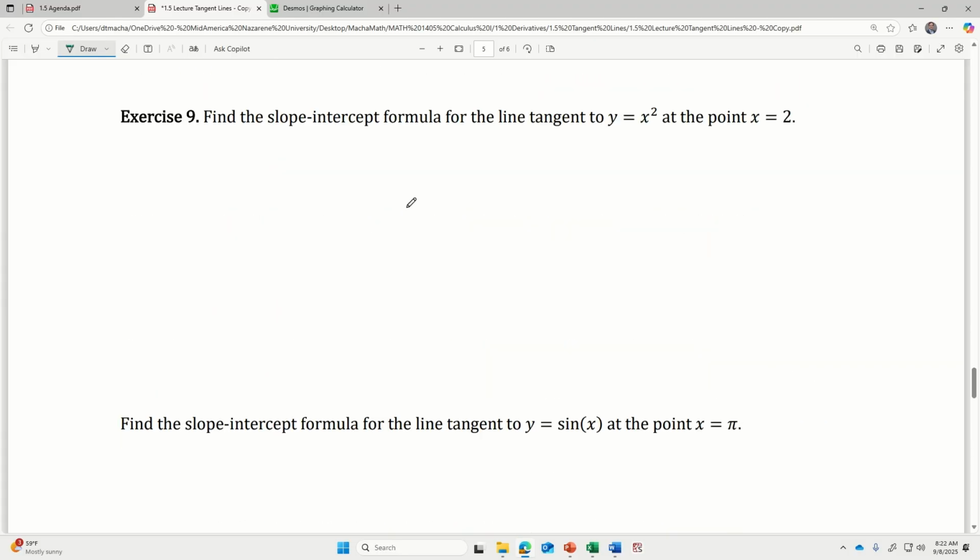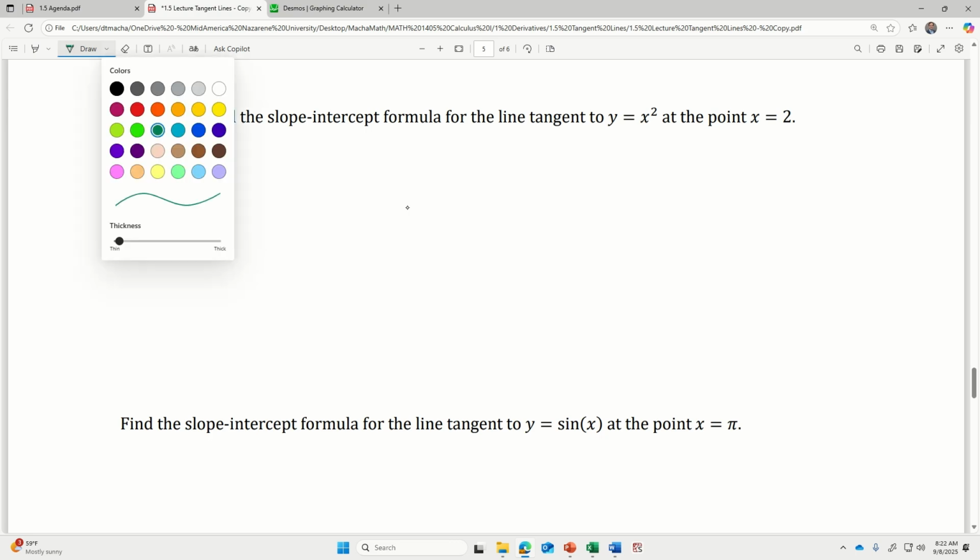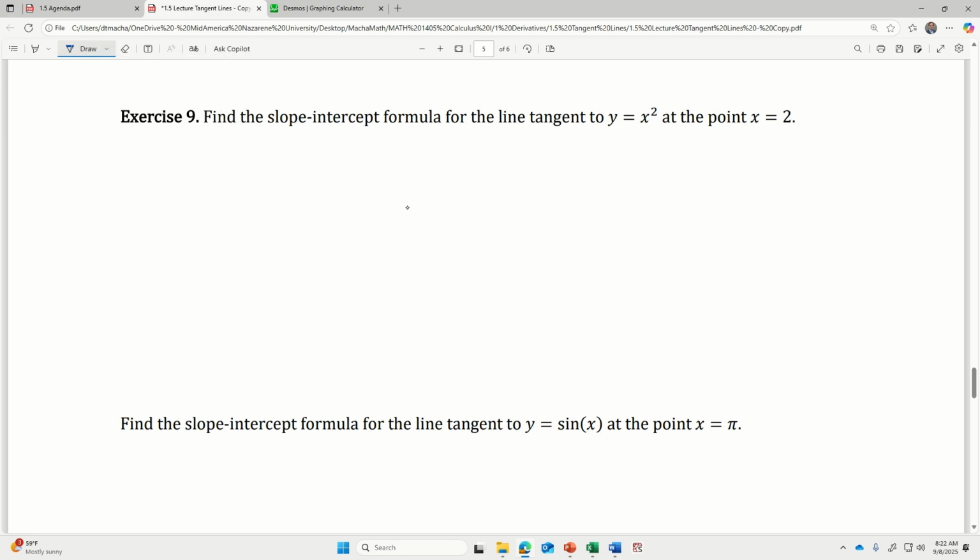So how do we do this without Desmos? Like exercise 9 says, find the slope-intercept formula for the line tangent to y equals x squared at the point x equals 2. So my formula is something like y minus y1 equals m times x minus x1. Now, the x1 point is where I want my tangent line to intersect my function curve.